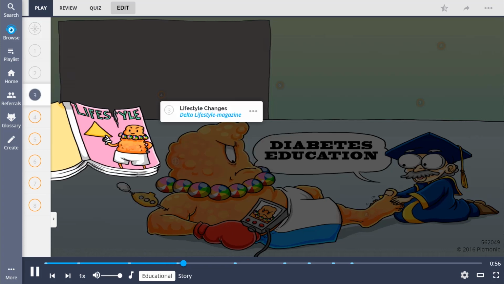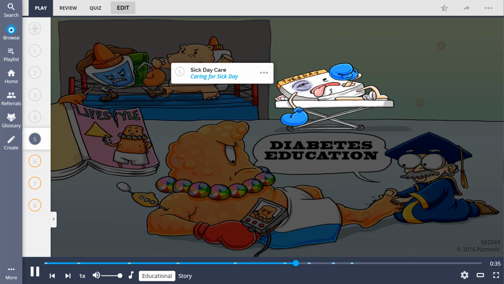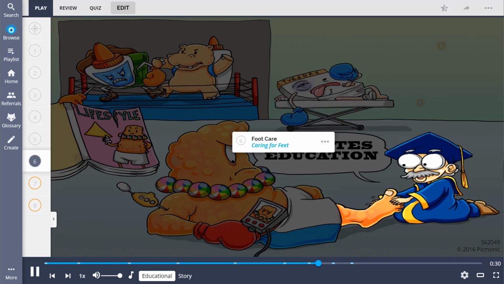Just like the pancreas who made the cover of Delta Lifestyle magazine, patients should be educated on lifestyle changes to make, such as incorporating diet and exercise to promote weight loss. Patients should also be taught to recognize symptoms of hyperglycemia and hypoglycemia, shown by the hyperglue bottle and hypoglue bottle opponents. One should also be aware of sick day care, shown by caring for sick day, along with proper foot care, shown by the pancreas having his foot cared for.